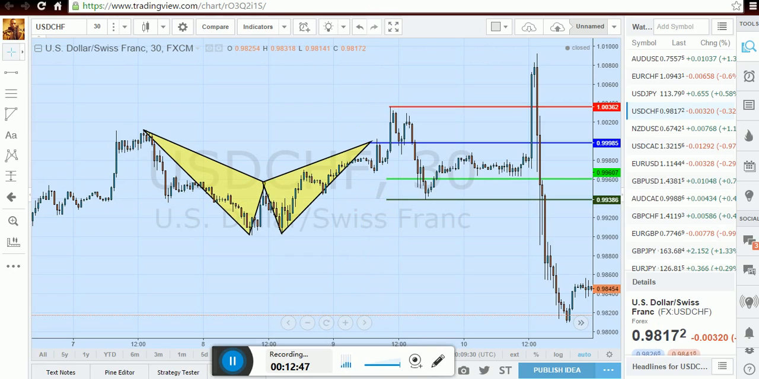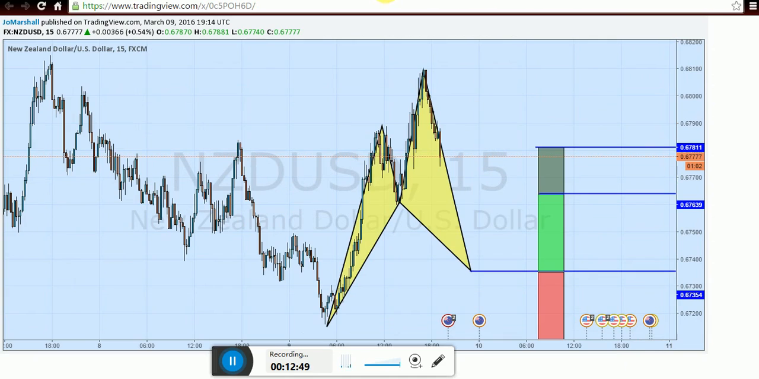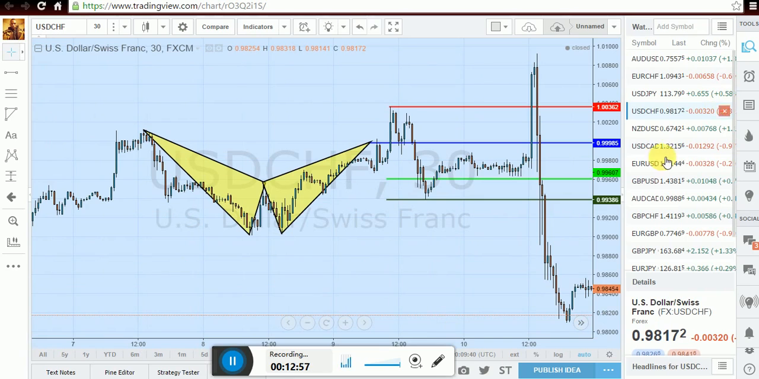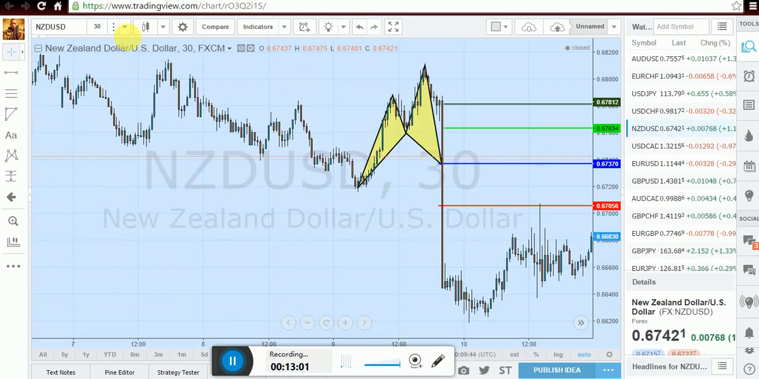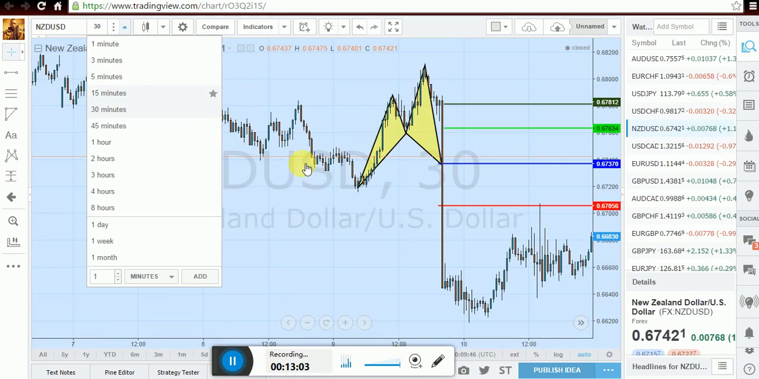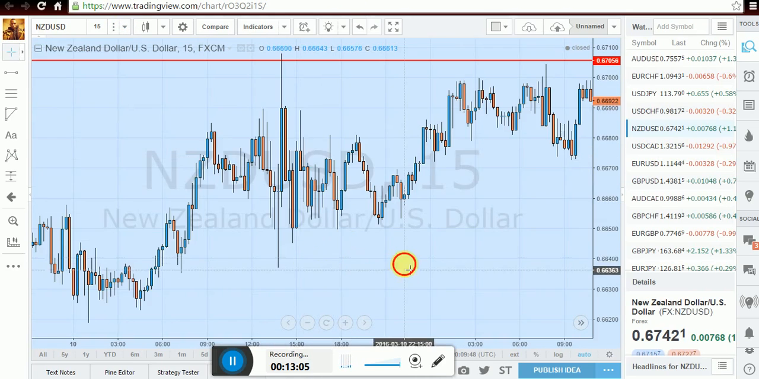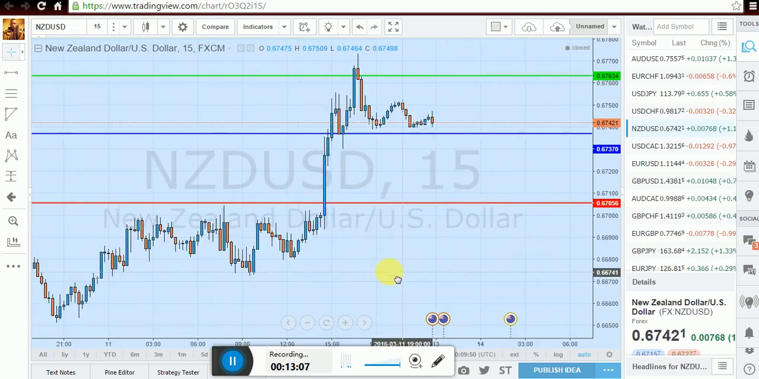So moving on to the next trade, which was also a losing trade. It was the New Zealand dollar against the US dollar. This one we had a bullish Cipher pattern. So let me bring up the chart. New Zealand dollar. Yep, so there it is. On this one, I think we actually took this trade before the news came in.